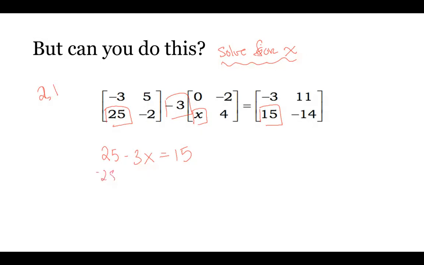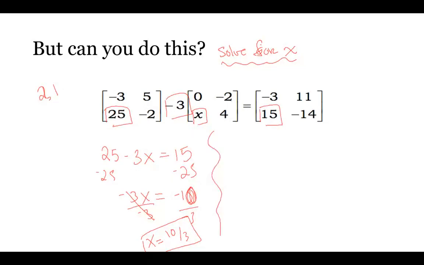I can subtract 25, negative 3x equals 15 minus 25, negative 15. No, negative 10. Right, yeah. And then divide by negative 3, and we're not afraid of this, 10/3. Right? If you plug that back in, that makes sense. 25 minus 3 times 10/3, so minus 10 is going to give me 15.